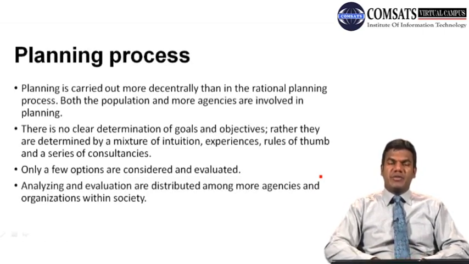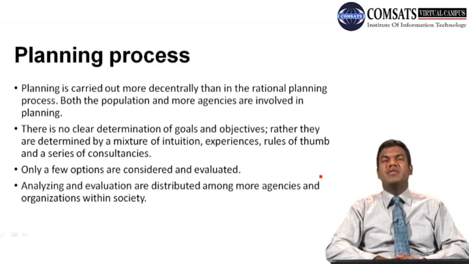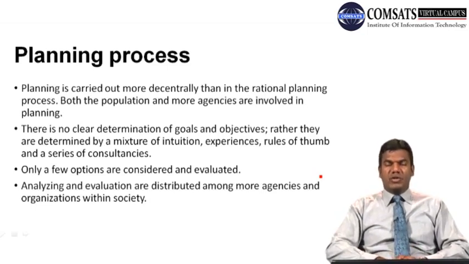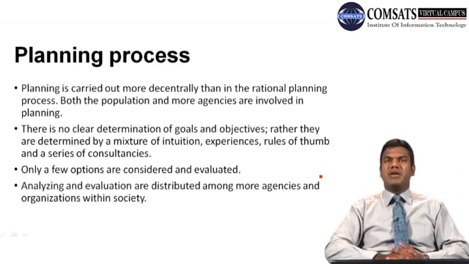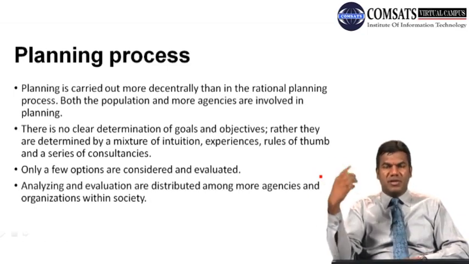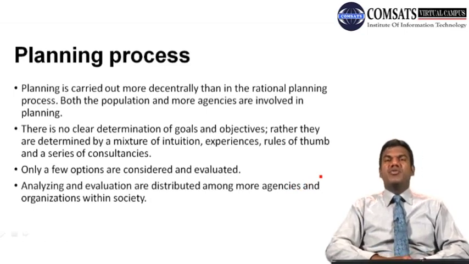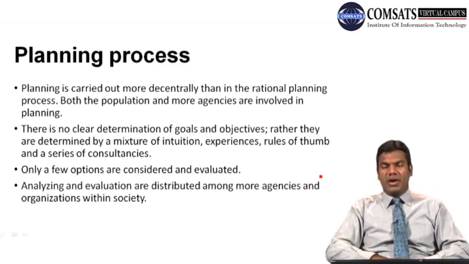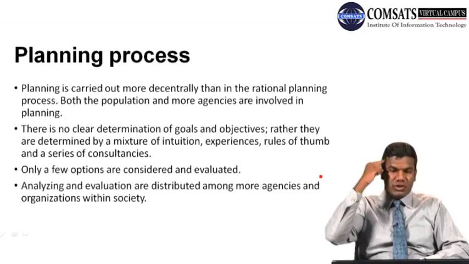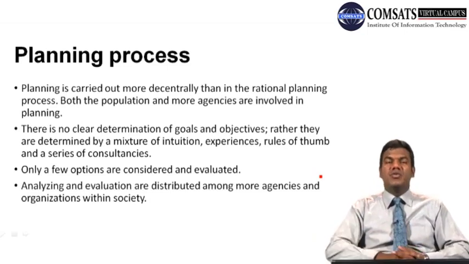How does the planning process work? Planning is carried out more decentrally. It is more decentralized than in rational planning. Both population and agencies are involved in planning. Population, all the general public, and the agency, the body which is doing the planning, where your planner is. Okay? There is no clear determination of goals and objectives. Rather, they are determined by a mixture of intuition, experience, rules of thumb and a series of consultancies.